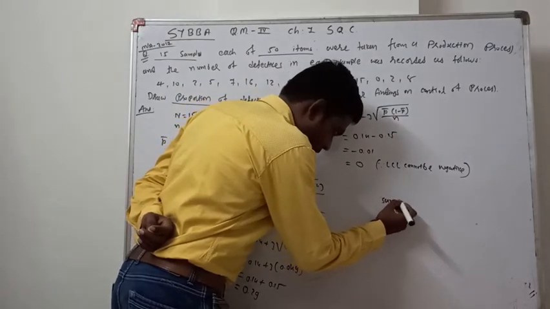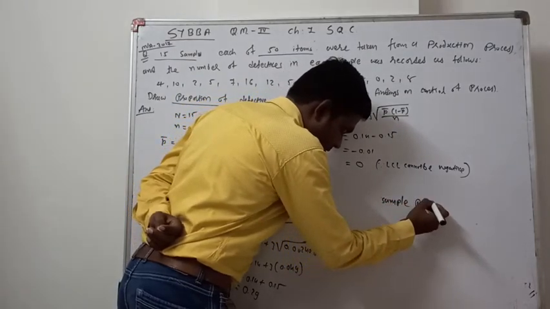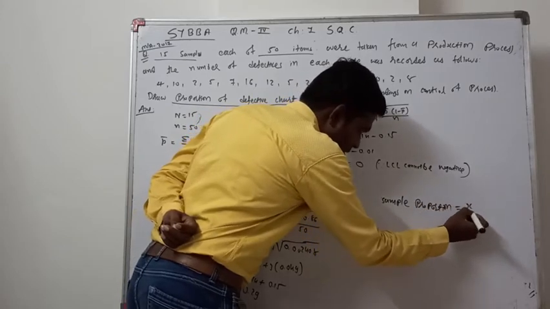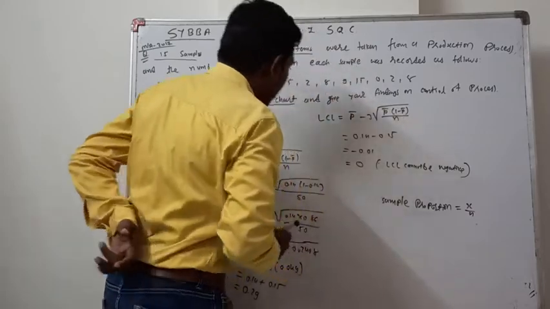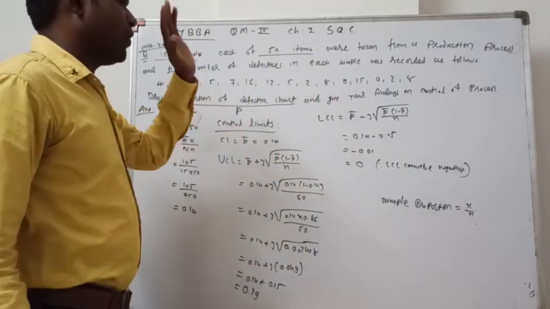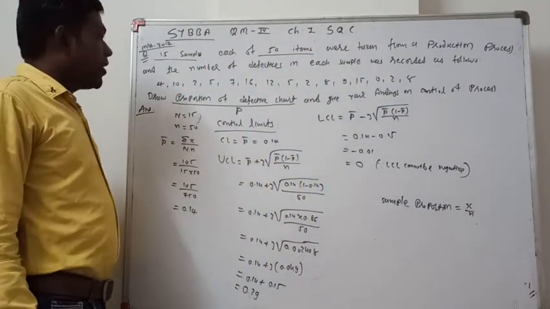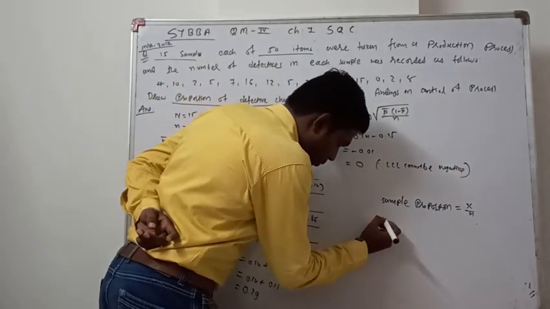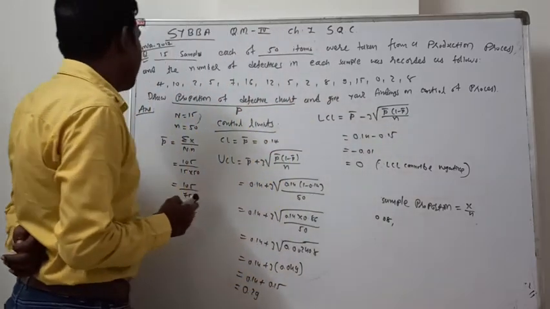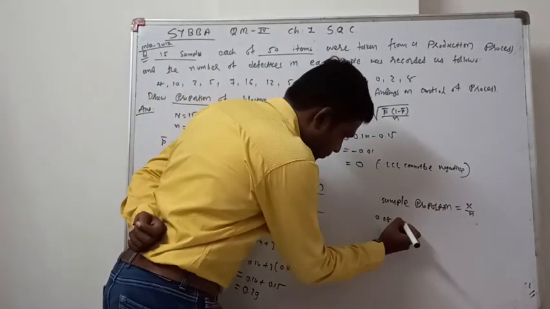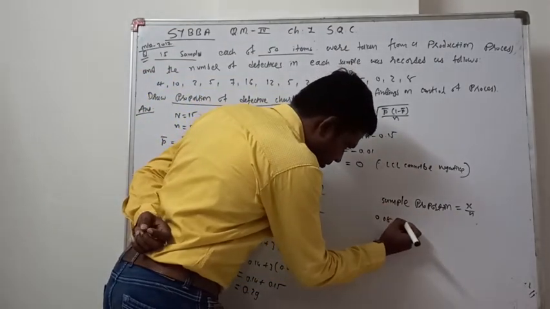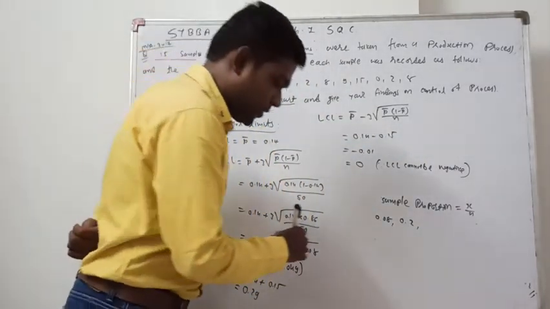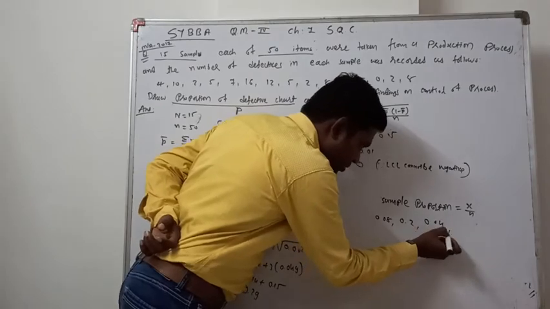Sample proportion is equal to x upon n. For all these samples we have to find the proportion. First, 4 divided by 50, then the answer is 0.08. Next, 10 divided by 50, then the answer is 0.2. Next, 2 divided by 50, then the answer is 0.04.